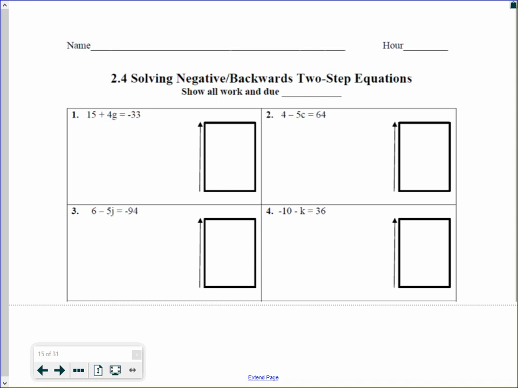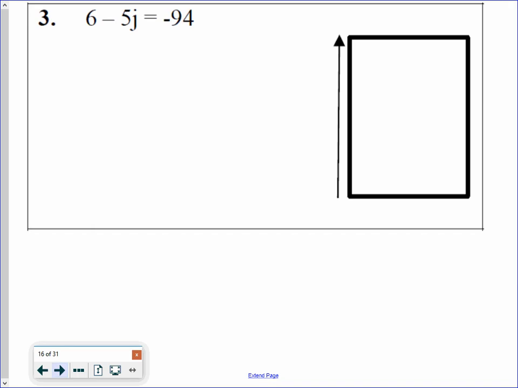For some reason, I always like to start with problem number 4. Oh no, this time I did 3. That's good. Okay, so problem number 3 this time. Now we're going to write all the things that are happening to J in our box, and that's going to help us kind of see what's going on. So I write J above the box, right? And then we say, okay, first thing happening to J is this thing right here. Now, that is actually a negative 5 times J.